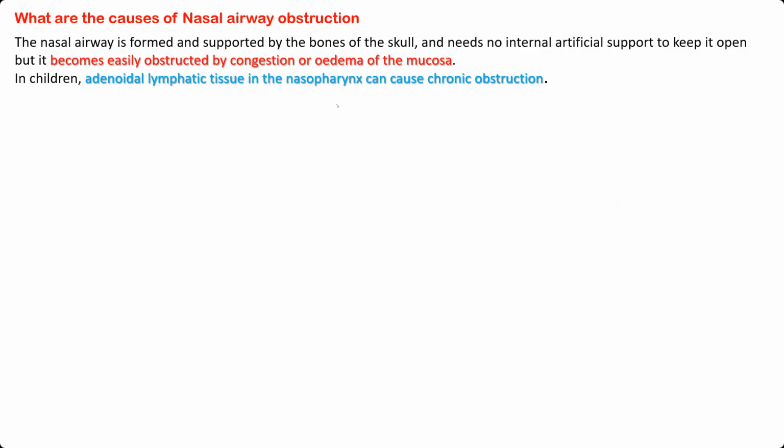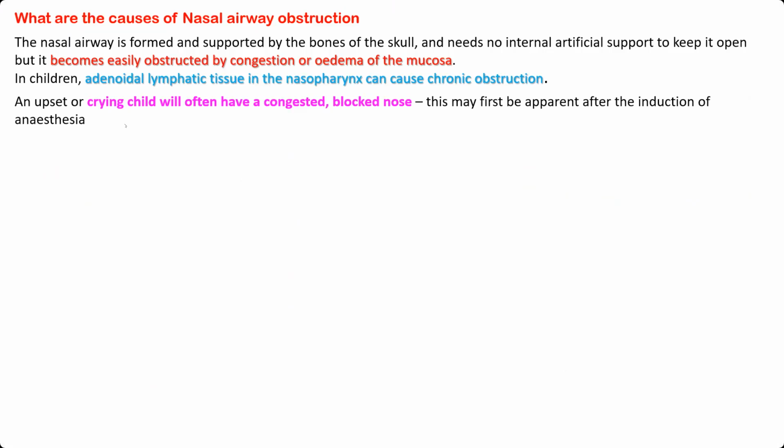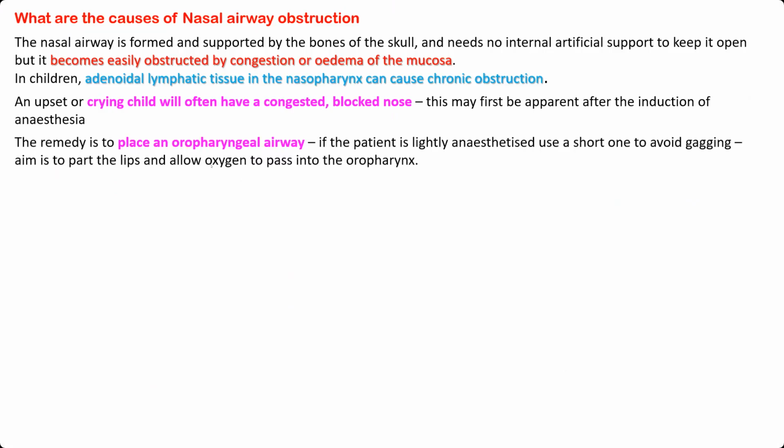And in children, the adenoid lymphatic tissue can cause chronic obstruction. Okay, so this is the applied anatomy. In a pediatric patient, when the patient comes crying to the OT because of separation from the parent, it will have a congested blocked nose. When it is crying, this will not be very obvious. But once you induce anesthesia, you may have a severe obstruction because pediatric patients are obligate nasal breathers. They don't know how to breathe with the open mouth. So once the nose gets clogged, they will be struggling to breathe.